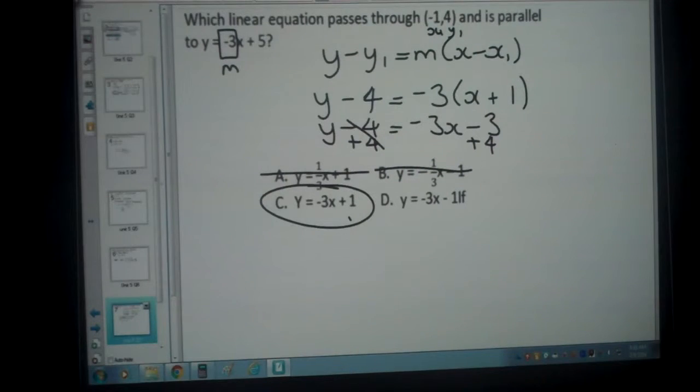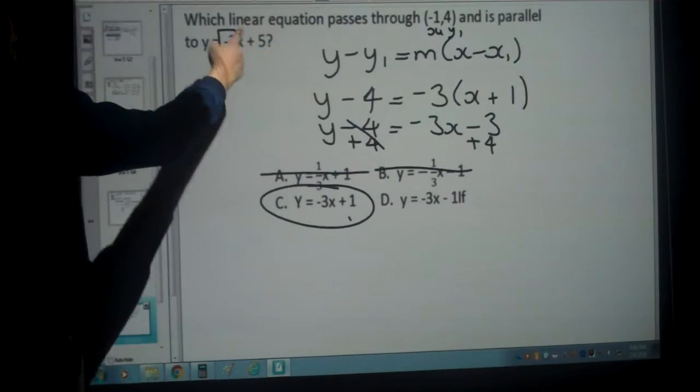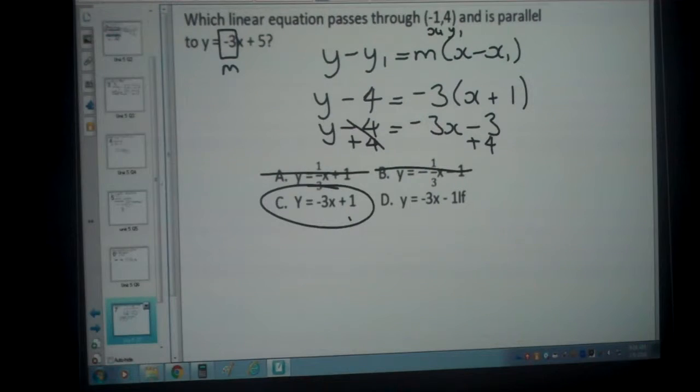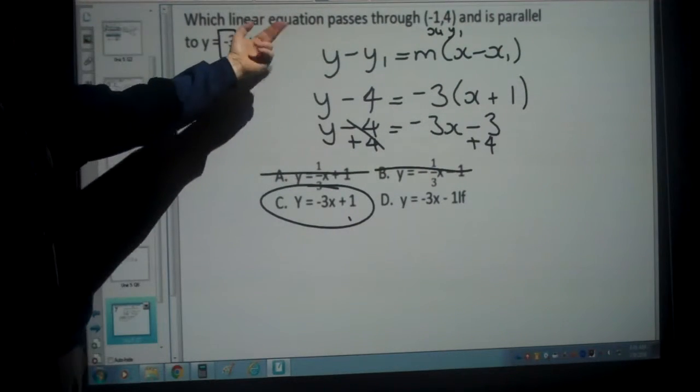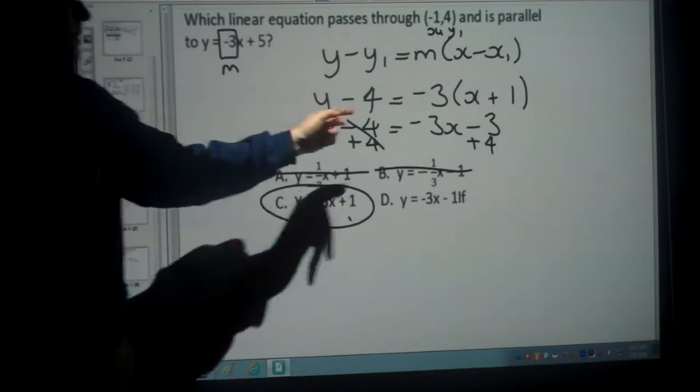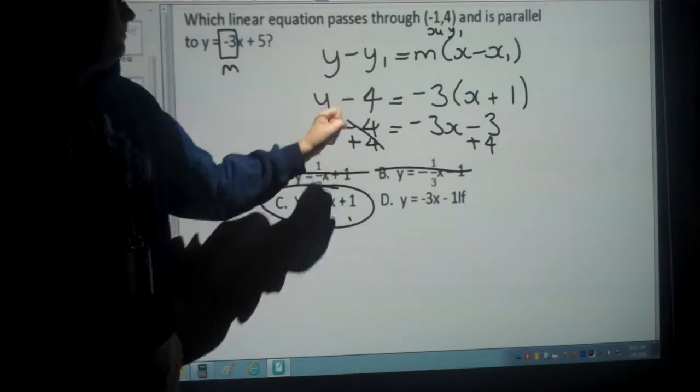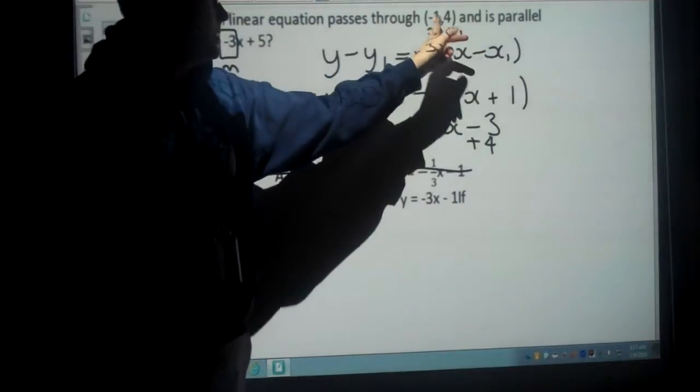This is our most common question probably in this unit. It's the point slope formula. So we're given a point, and this one does say parallel, so we know it's the same slope. So we have to find the slope of this line first, so -3. And then we can use the point slope formula. So I wrote out the point slope formula. I substituted in the numbers. So y1 it says is 4, and x1 it says is -1.